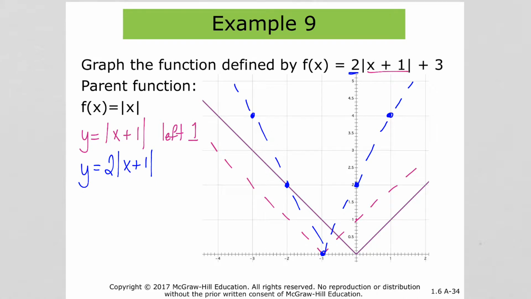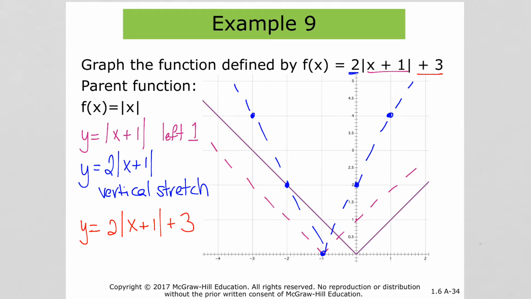Okay? Then the very last step is to add 3. And let's go back and write this vertically. Okay, so now we're going to add 3, and we're actually going to get our function with the 2 times the absolute value of x plus 1 and then plus 3. So we're taking the blue and moving everything up 3. So this one's nice and easy. And so our final graph is this red one here.